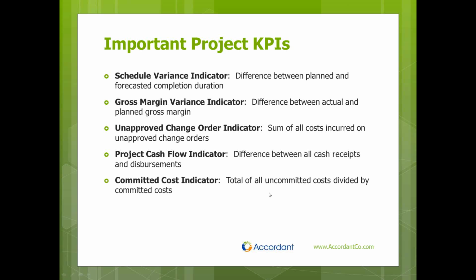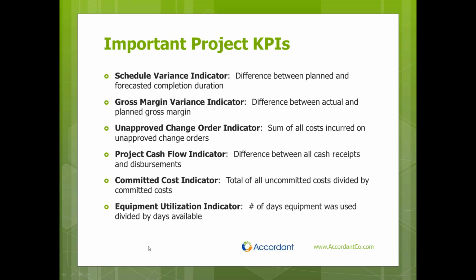Committed cost indicator. That's the total of all uncommitted costs divided by committed costs. The reason you want to pay attention to that is because you've got some financial exposure with uncommitted costs due to increases in material prices or increases in subcontract prices.